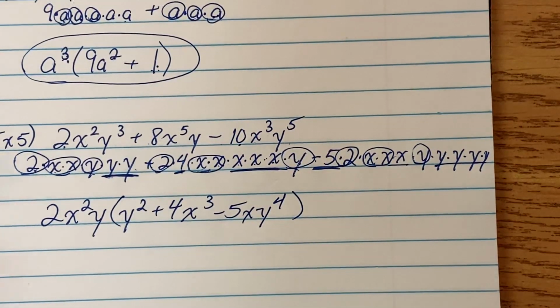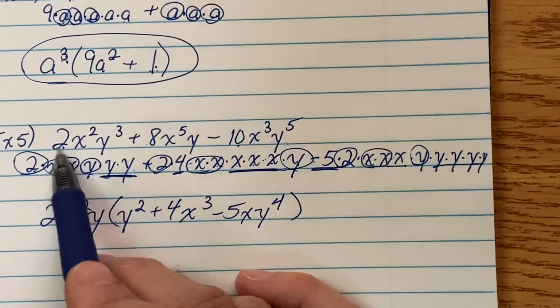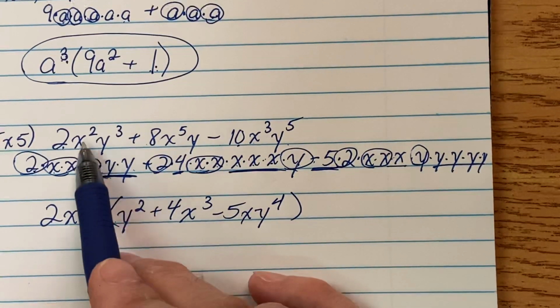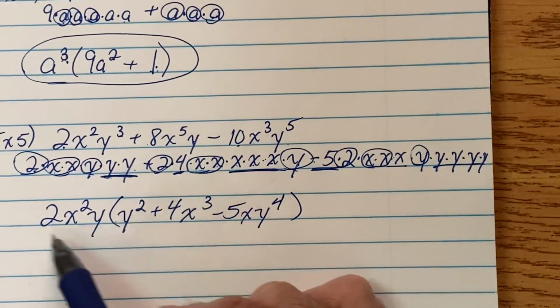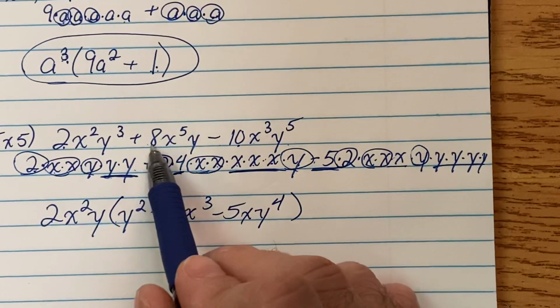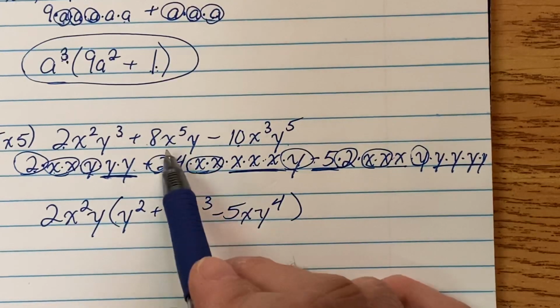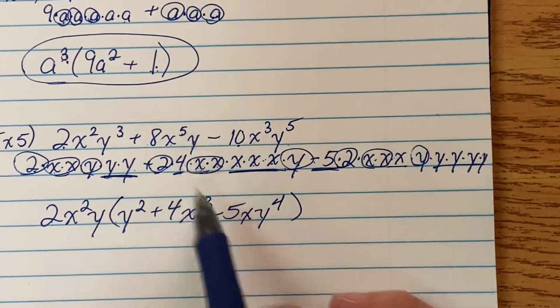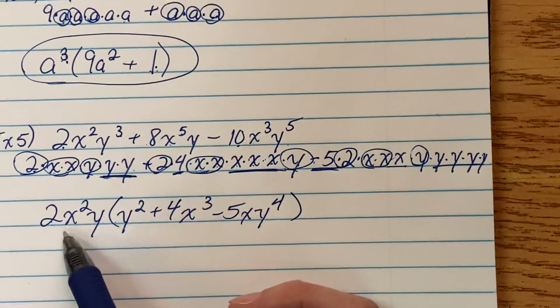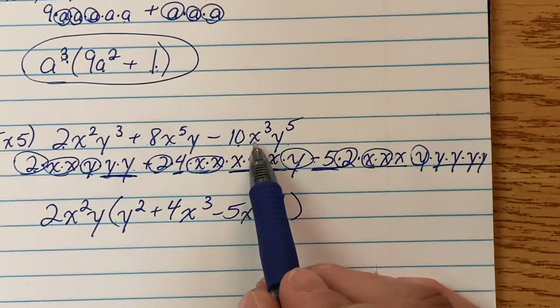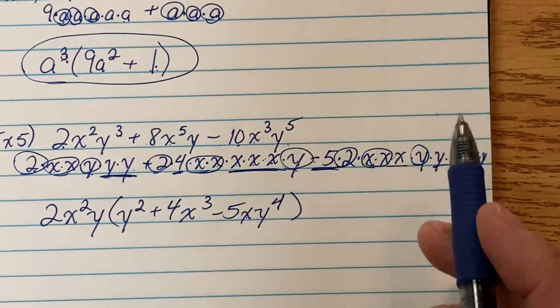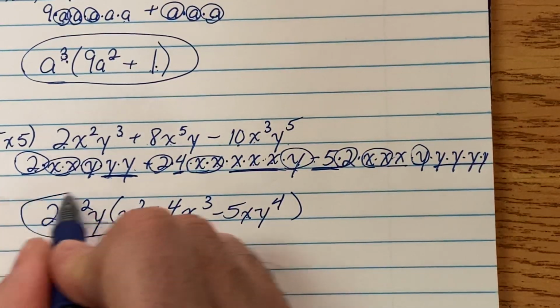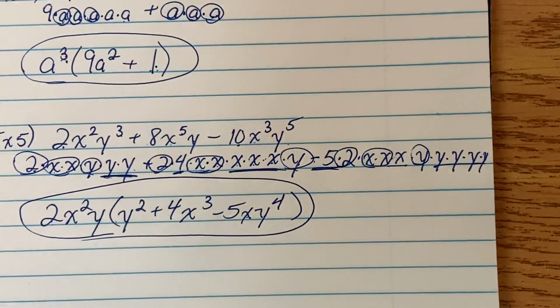And here's how we can check. 2 times 1 is 2. x squared times no more x, x squared. y times y squared is y cubed. And then we can go down the line. 2 times 4 is 8. x squared times x to the third is x to the fifth. y. 2 times negative 5 is negative 10. x squared times x is x to the third. And y times y to the fourth is y to the fifth. Ladies and gentlemen, there she is.